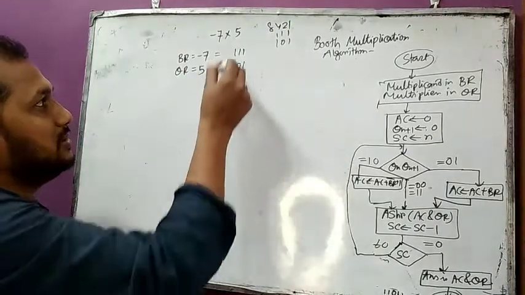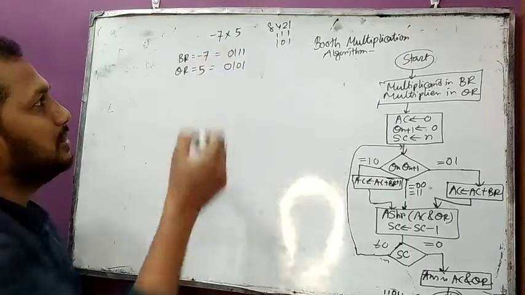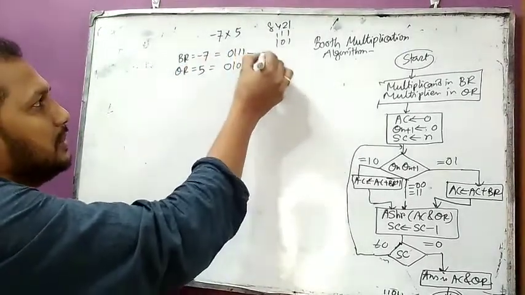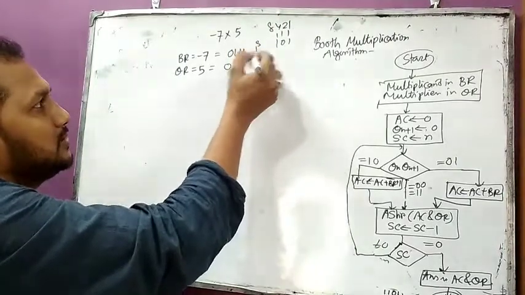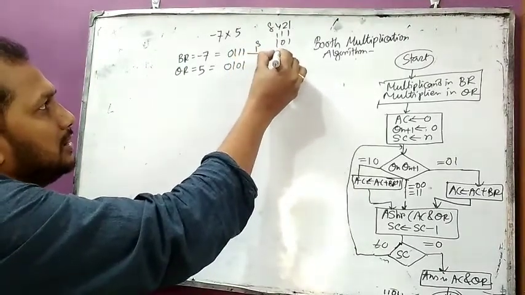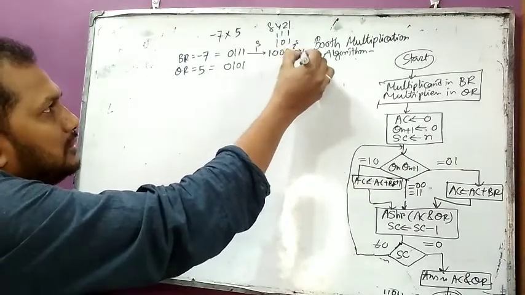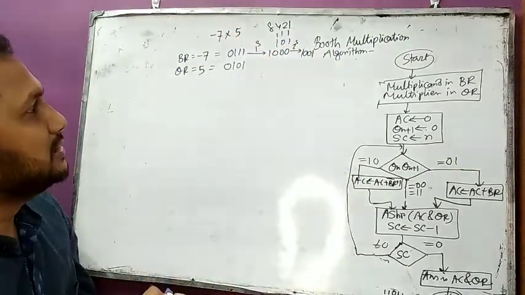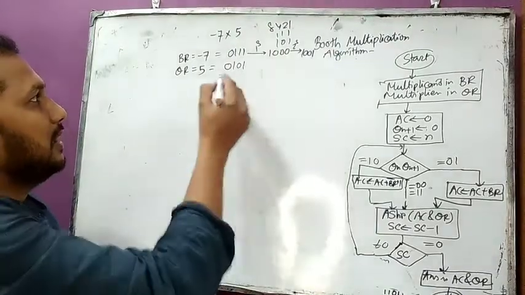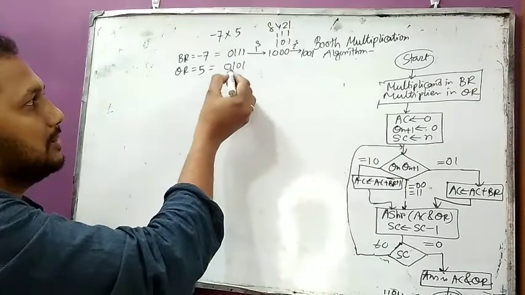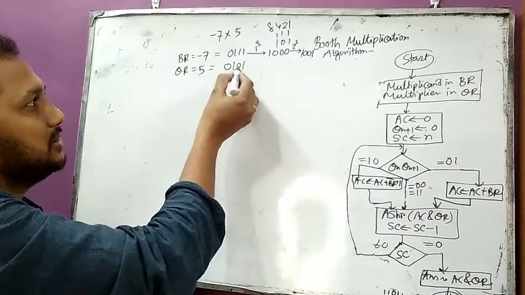We have to add an extra 0 because the result will be more than 4 bits. As the number is negative, we have to perform the 2's complement of the number. That is, the 1's complement is 1 0 0 0, and the 2's complement means adding 1 again, that is 1 0 0 1. As the other number is positive, there is no need to perform the 2's complement of this number, so it remains 0 1 0 1.